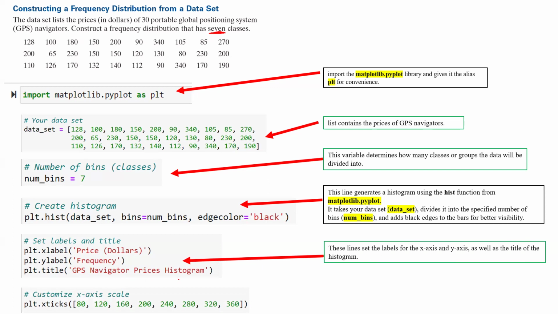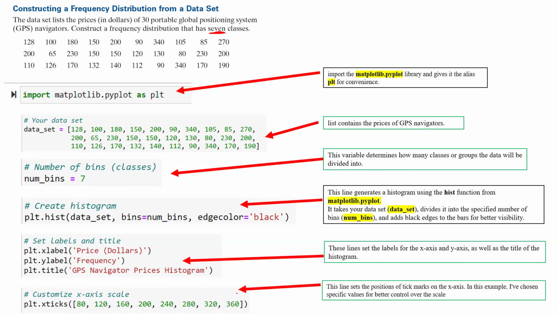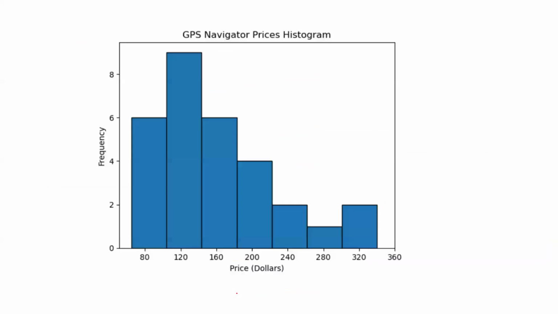You can also customize the x-axis scale. plt.xticks, which has 80, 120, 160, and 360. What does it do? This line sets the positions of tick marks on the x-axis, and in this example, you're going to choose specific values for better control over the scale. If you run the code, you're going to have this nice histogram, and as you can see, there is no gap between these bars, and it's very similar to what we did in statistics.